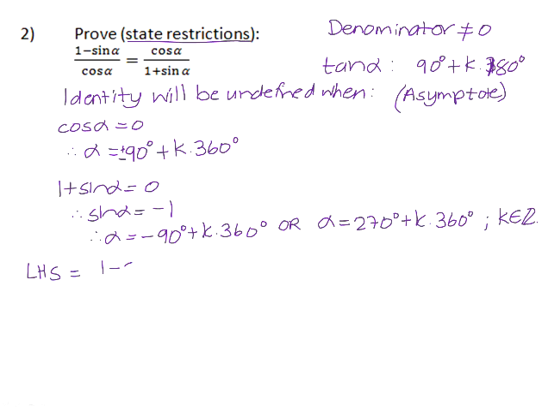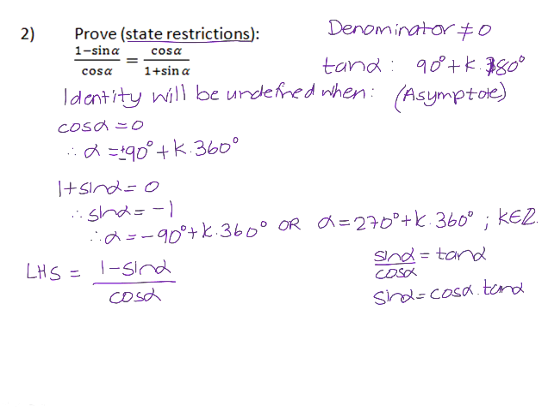If we start with our left-hand side, 1 minus sine alpha over cos alpha. Now, if you take a look at that fraction, there really is not very much that we can do. Sine alpha and cos alpha do technically have identities. Sine alpha over cos alpha is equal to tan alpha. So if we rearrange, we could say that sine alpha is equal to cos alpha times tan alpha. But that's not really going to help us to factorize or to simplify this expression. And if we take a look at the other side of the identity, we can see that we need a cos alpha in the numerator and a 1 plus sine alpha in the denominator.